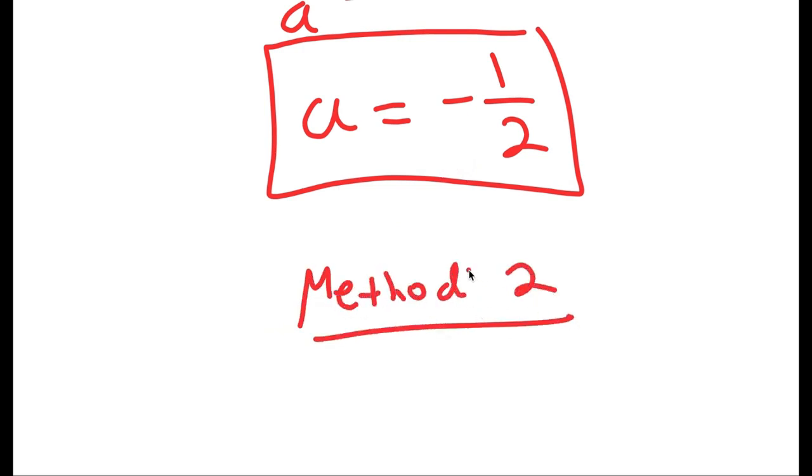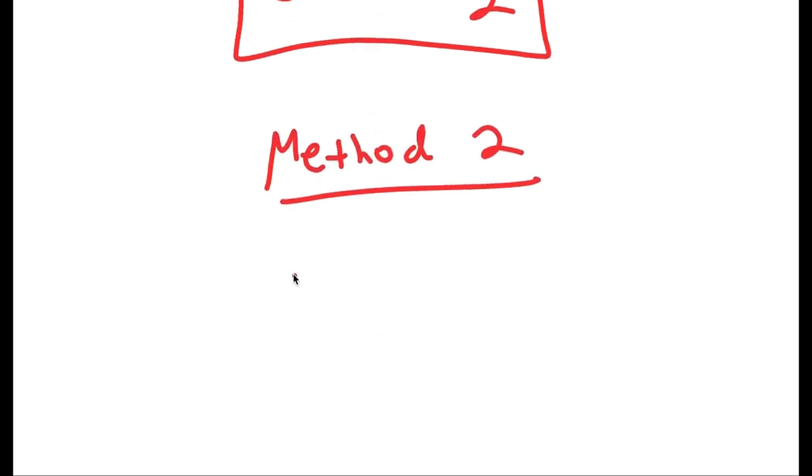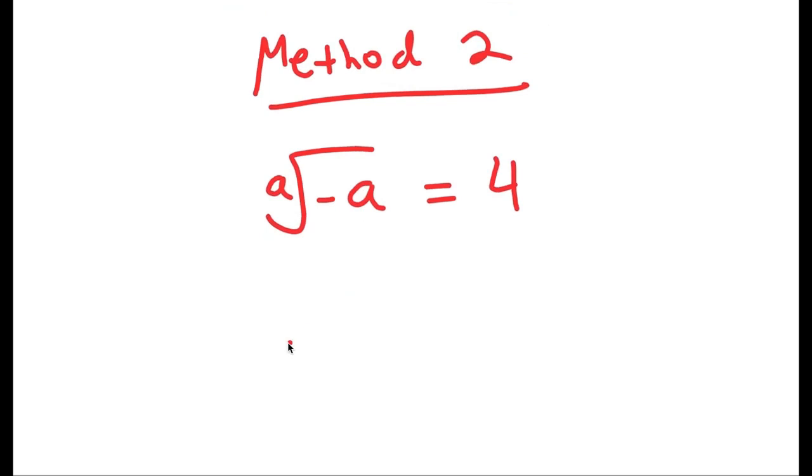So our equation was again a to the power of the eighth root of negative a is equal to 4. And what I'm going to start off by doing is again rewriting this as negative a to the power of 1 over a is equal to 4.